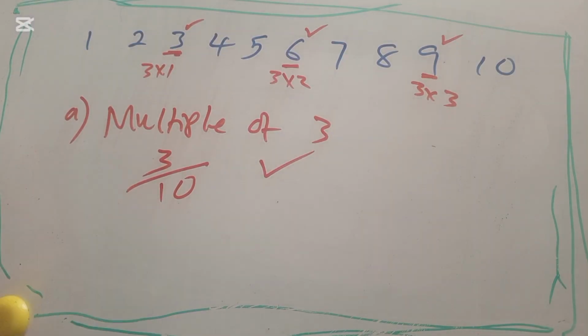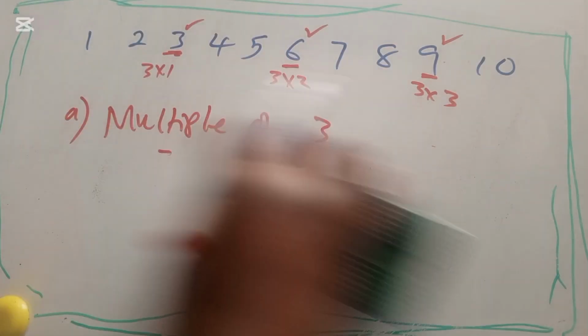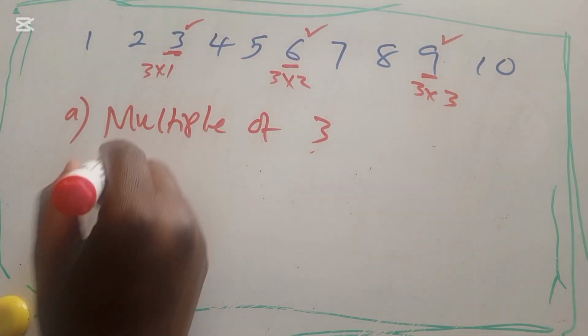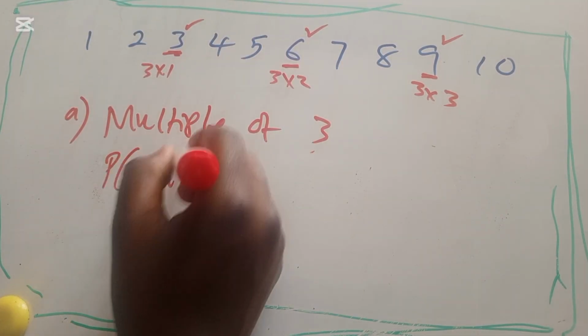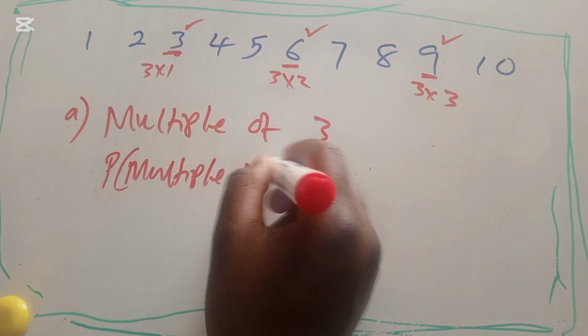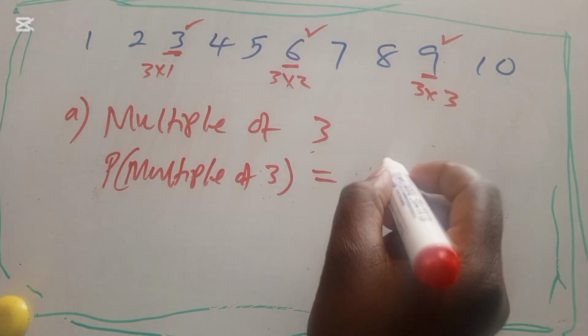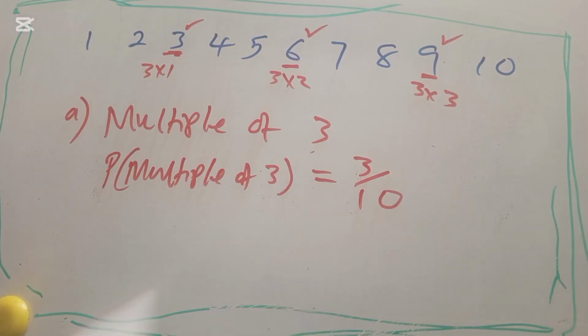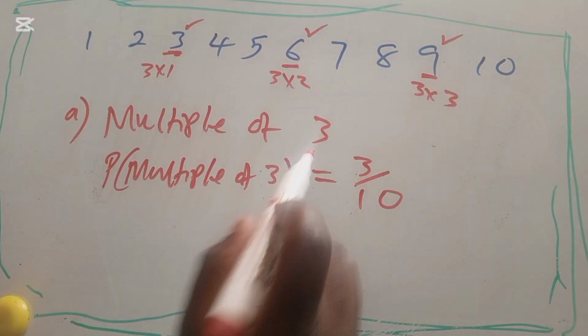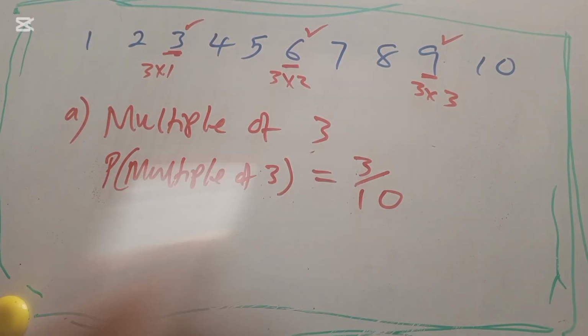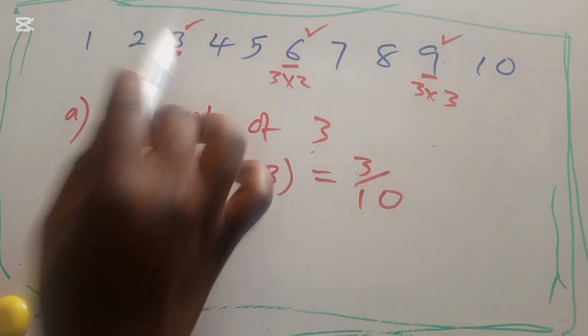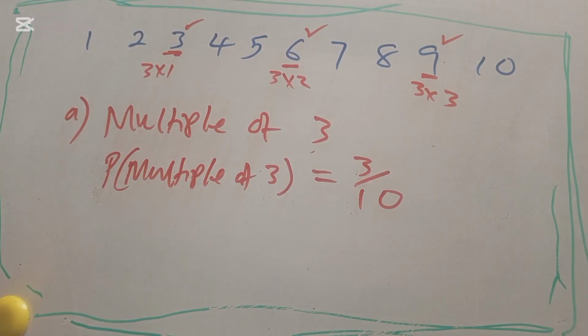Probability of a multiple of 3 is equal to 3 out of 10. Remember, it is not obvious that this was 3, and you write 3 over 10. If it was someone doing guesswork, you need to demonstrate that you have the numbers 3, 6, and 9.